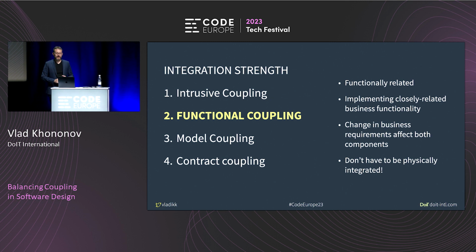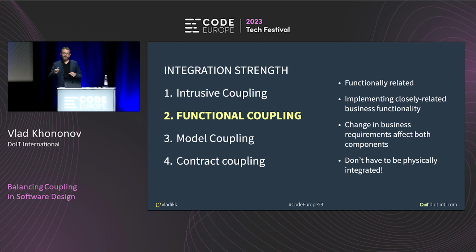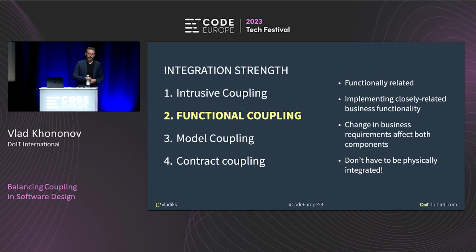Next one is functional coupling. This one means that the connected modules are implementing closely related business functionality. Its practical implication is that the same business requirements are going to trigger simultaneous changes in both components. The extreme example of functional coupling would be two components implementing the same business rule or business algorithm. If a change in that business algorithm requires the two components to change together, well, they're functionally coupled.